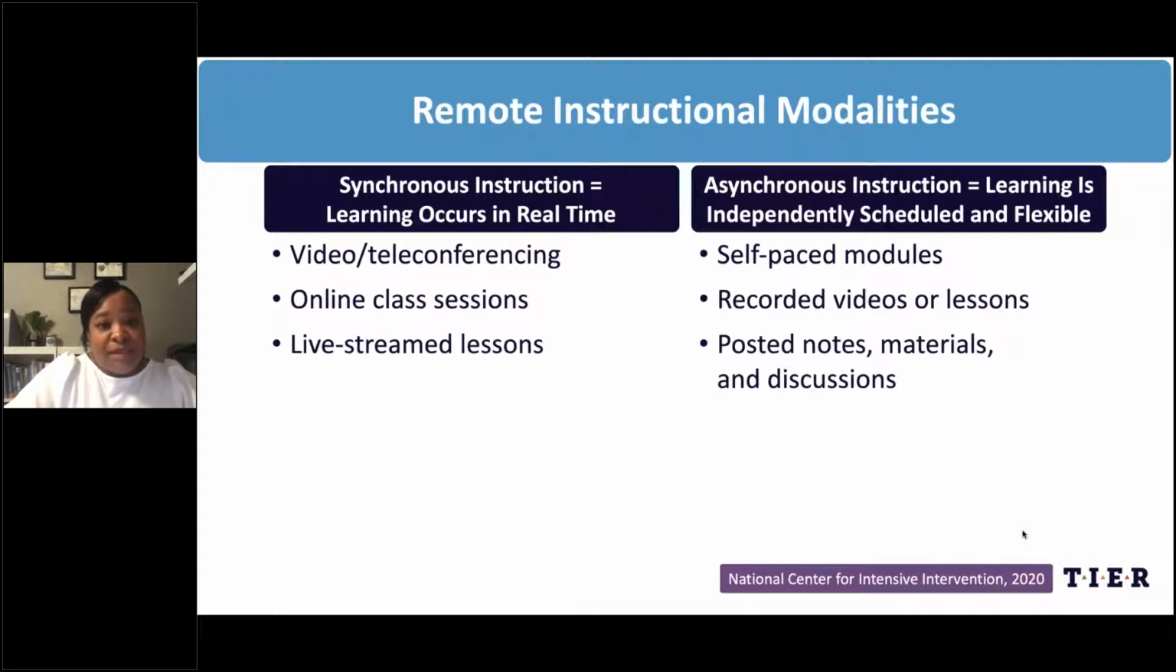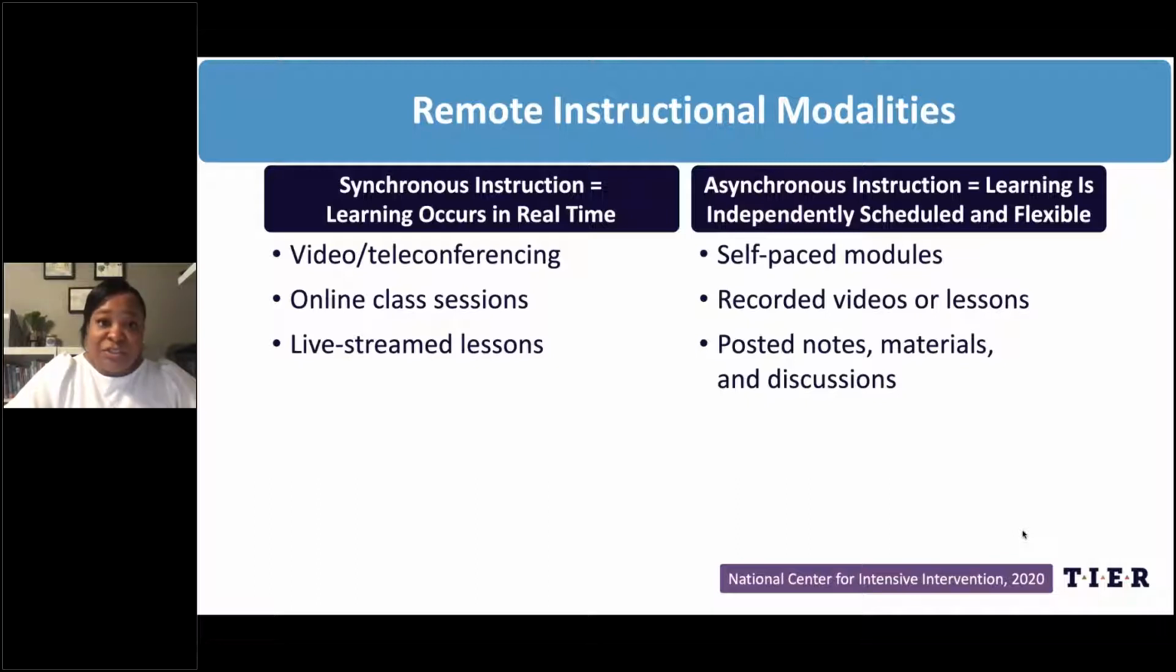Remote instructional modalities can be grouped into two categories: synchronous instruction and asynchronous instruction. Synchronous instruction allows learning to occur in real time with our videos and teleconferencing, our online class sessions, or our live streamed lessons. Asynchronous instruction allows learning to occur in a flexible, independently scheduled way through our self-paced modules, recorded videos or lessons, posted notes, materials, and discussions. There are advantages and disadvantages to both.